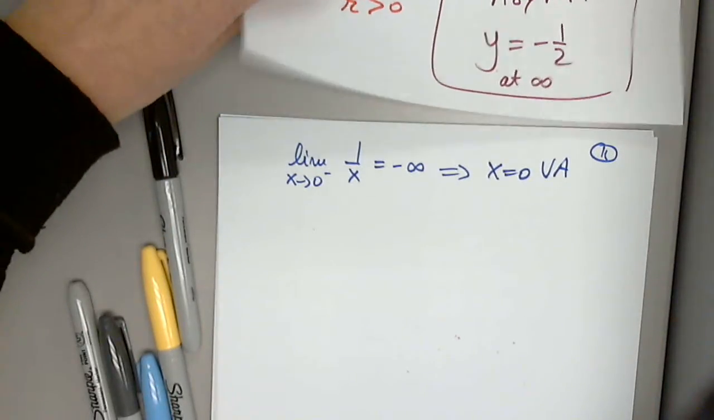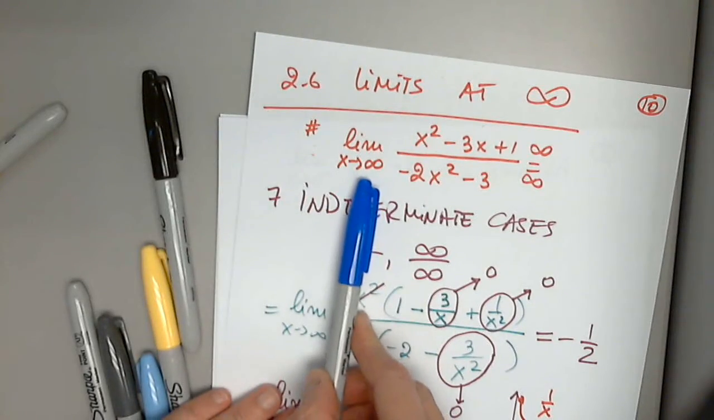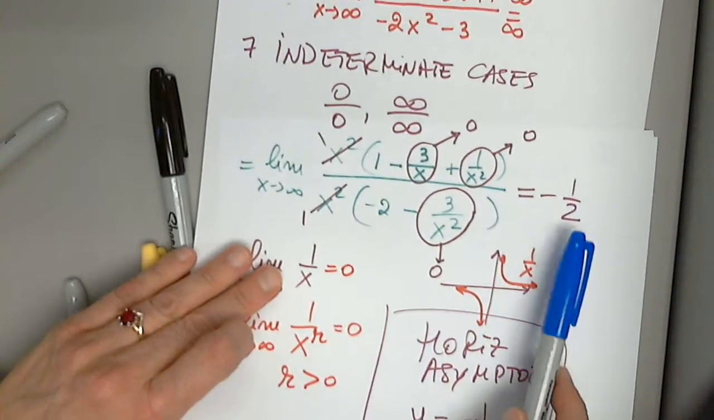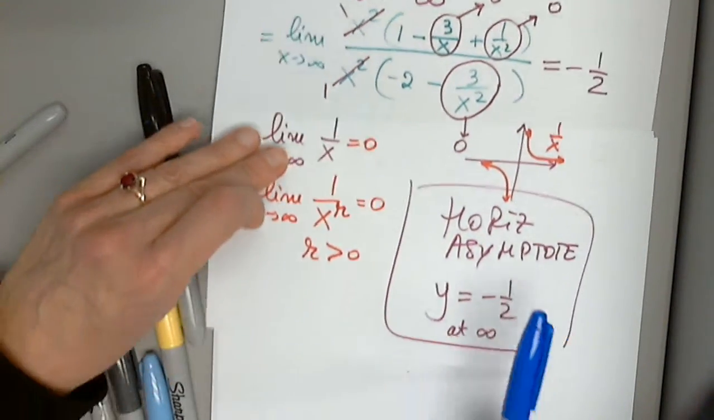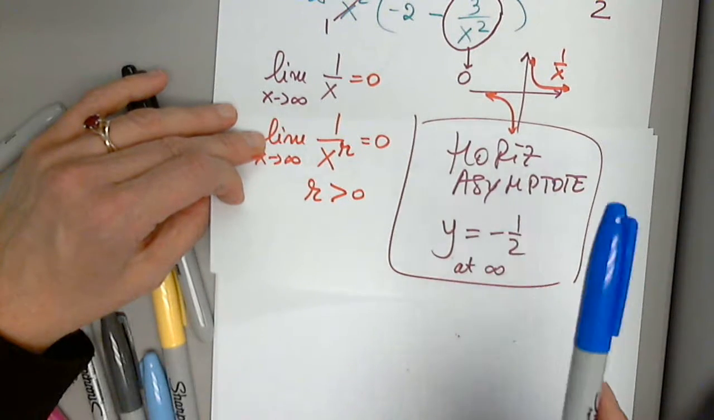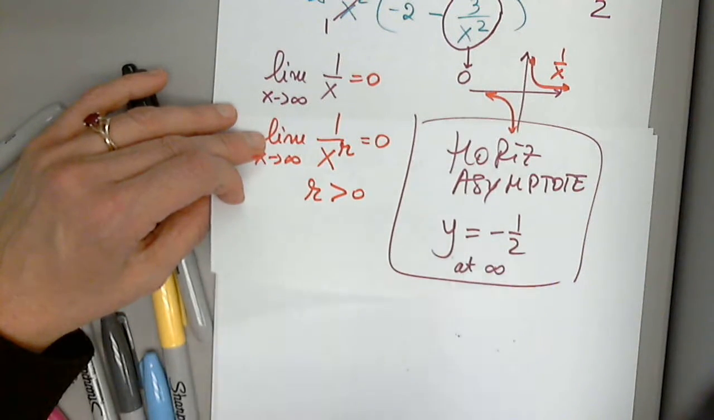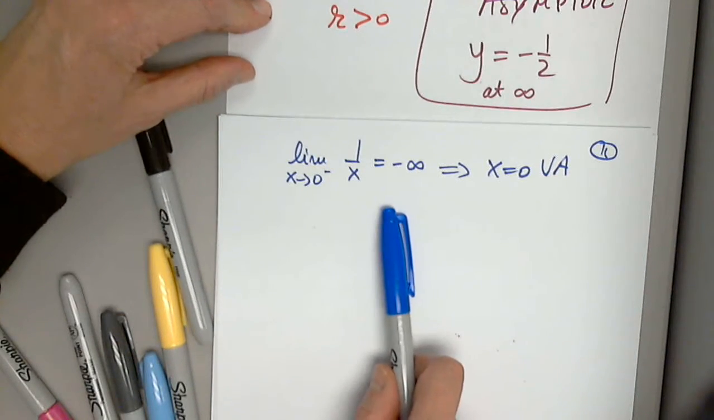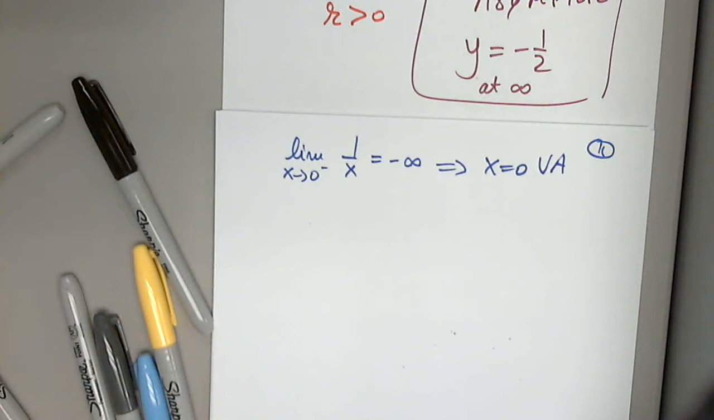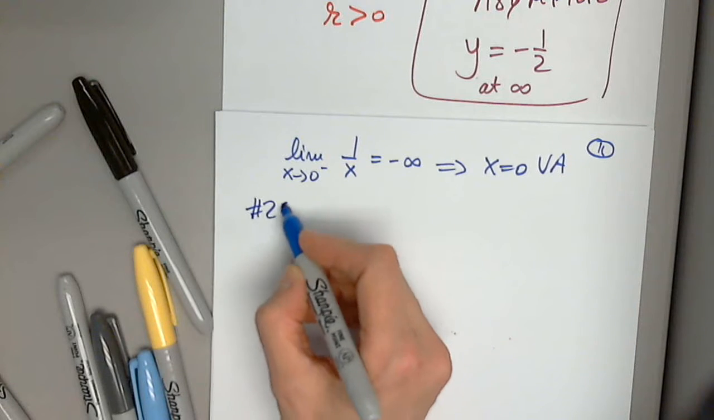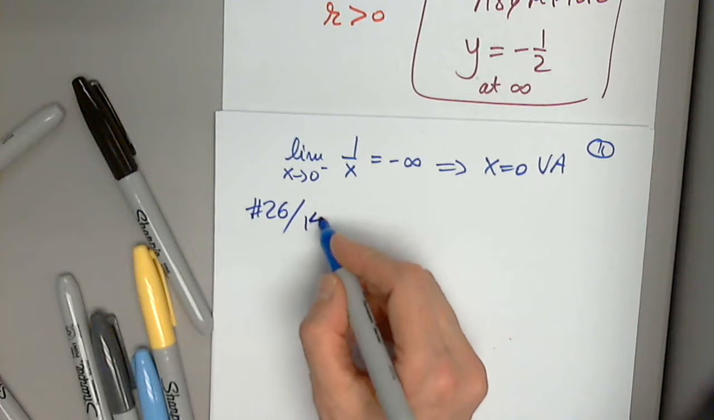The same way here, when we determine the limit of a function as x approaches infinity or negative infinity, if we get a number, not infinity, negative infinity, or DNE, then we will automatically conclude that the function has a horizontal asymptote y equals negative 1/2 at infinity. The same idea here. Very important concepts. Are we okay? Yes, questions? Okay, let's look at 26 then, on page 141.